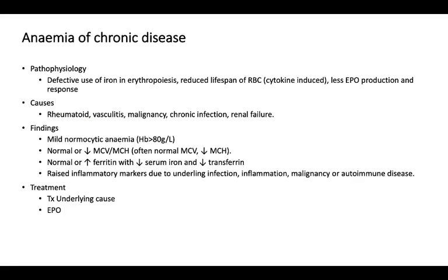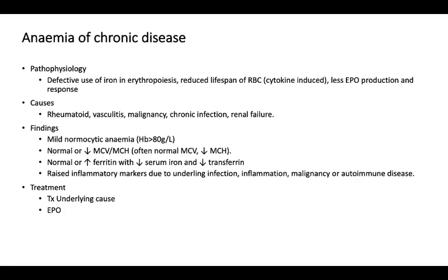Okay, so now we're going to move on to anemia of chronic disease. There are three mechanisms by which an anemia can be caused by having certain chronic diseases. The first one is if you have a defect in how iron is used during erythropoiesis, this can therefore over time lead to an anemia.